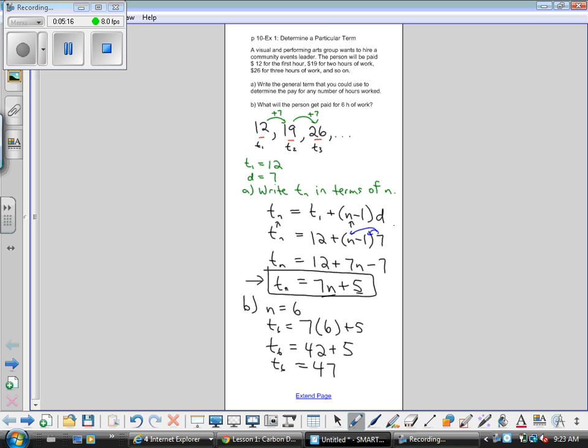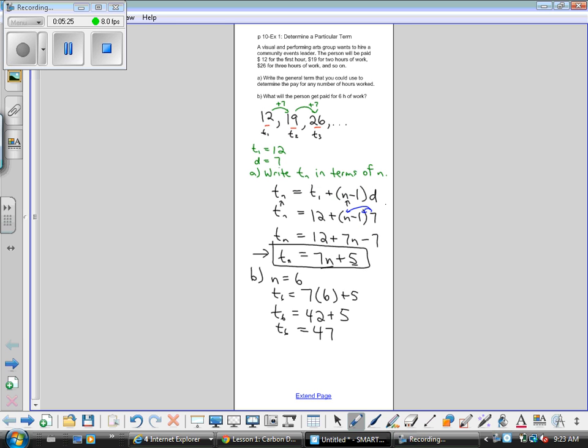And because it's a real world problem, we're going to write our answer as a sentence. What will the person get paid for 6 hours of work? The person is paid $47 for 6 hours of work. And looking back to our equation, we can see that they're always paid $7 an hour plus an extra 5. So that's how we do it.